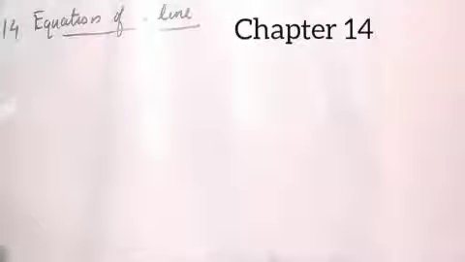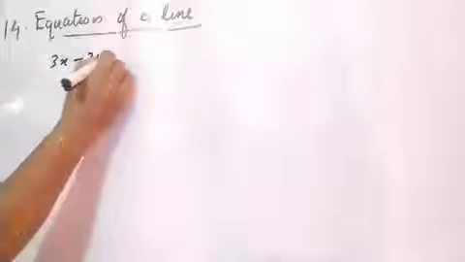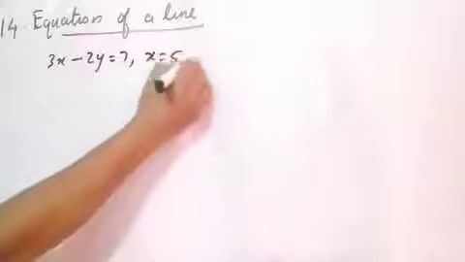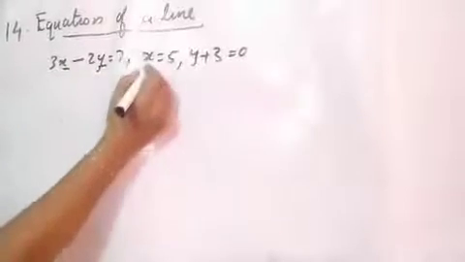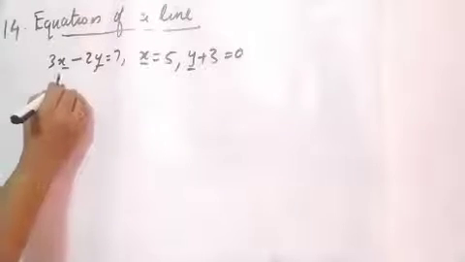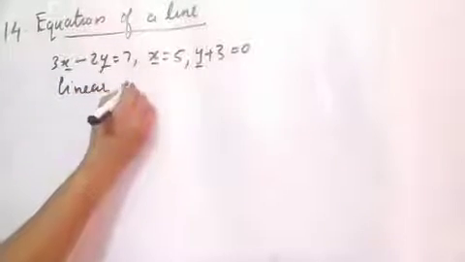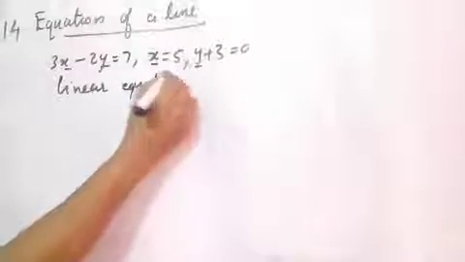Chapter 14, Equation of a Line. In class 9, chapter of graphs, you have learned lines for the given equations like 3x minus 2y equals 7, x equal 5, y plus 3 equal to 0, etc. Such equations which are of first degree in variable x and y, or x alone or y alone, are known as linear equations, and each equation always represents a straight line. These are examples of linear equations, and the graph of these linear equations are always straight line graph.